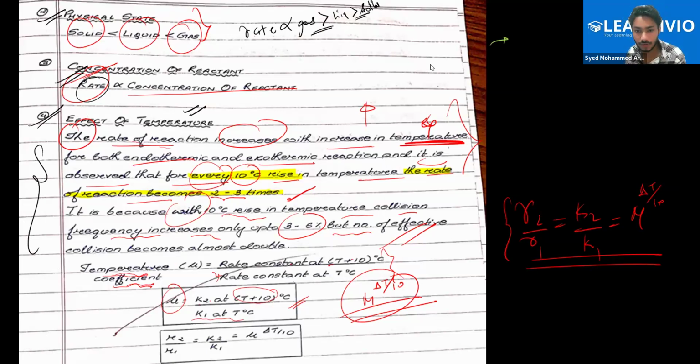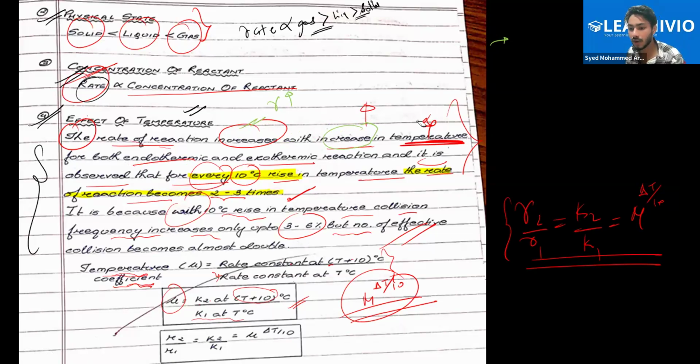If the temperature is increased, then the rate of a reaction will increase. It doesn't matter whether it is an endothermic reaction or an exothermic reaction. I am just discussing any reaction in which, if the temperature is increasing, the rate is increasing.